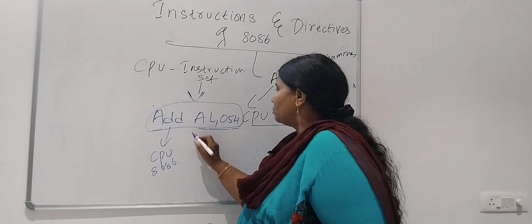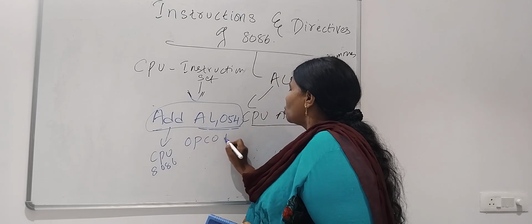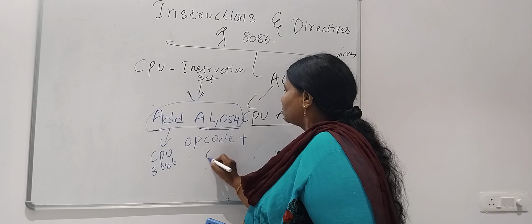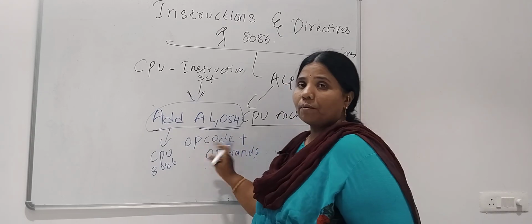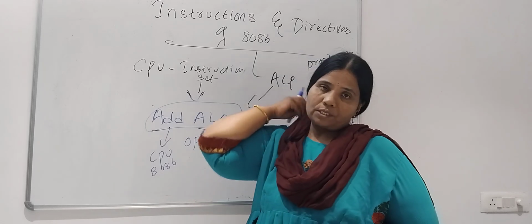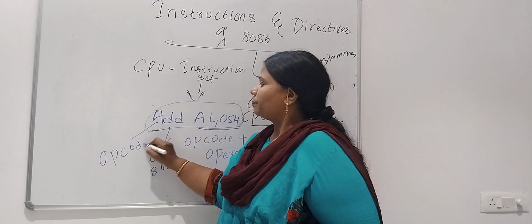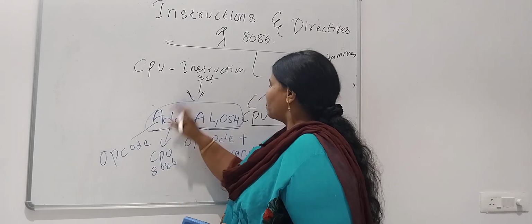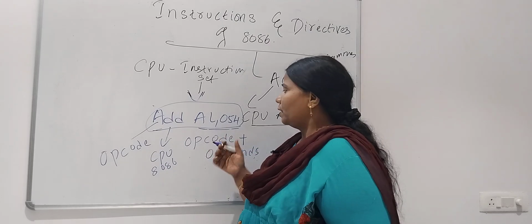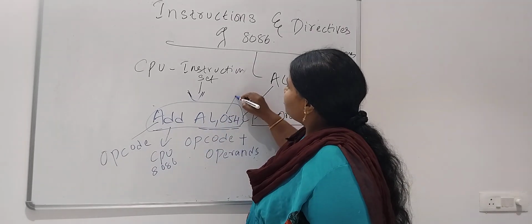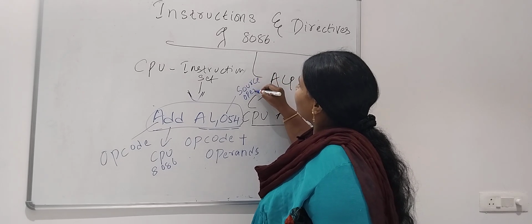So an instruction contains two things: one is the opcode, another is the operands. Opcode full form is operation code, that is, what operation your CPU is going to do. So ADD here is called the opcode. This opcode is going to work on operands. Here two types of operands are there: one is the source operand, and another one is the destination operand.